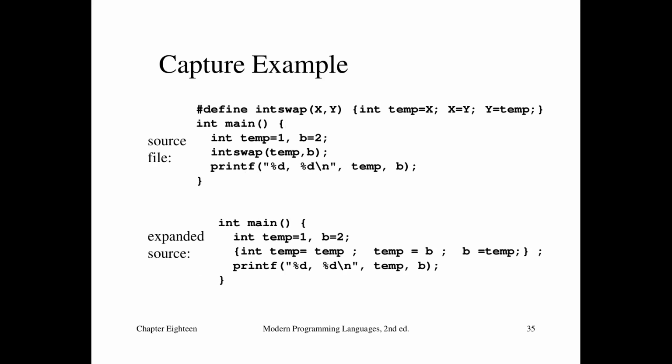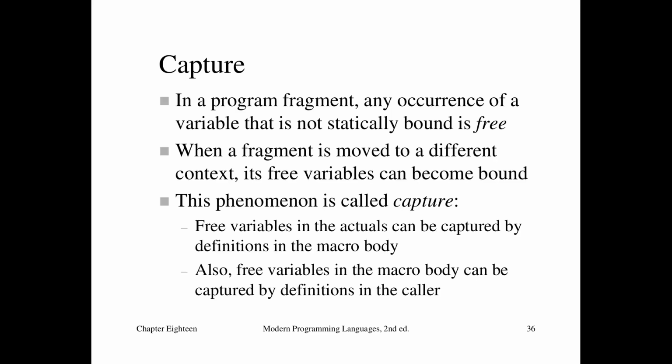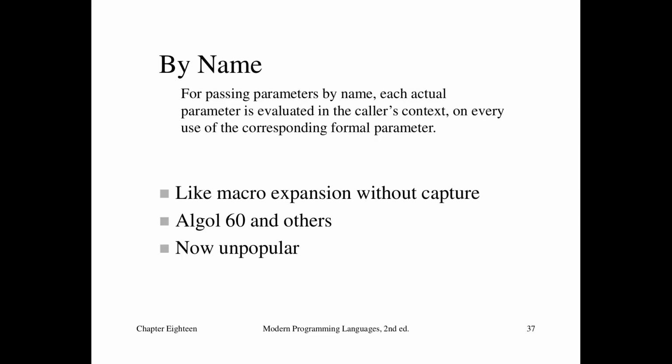And now this leads us to a problem with capture, right? So free variables in the actuals, the actual parameters, can be captured by definitions in the macro body, and those free variables in the macro body could be captured by definitions in the caller. So all this leads to several issues that can possibly occur. Although sometimes that is what you want, right? If you design this correctly, you can actually have it so that it works to your advantage.